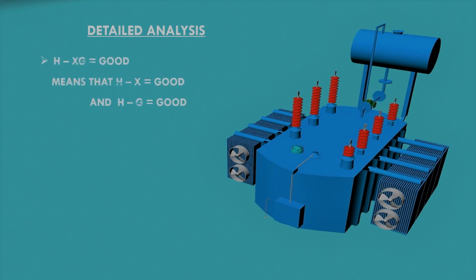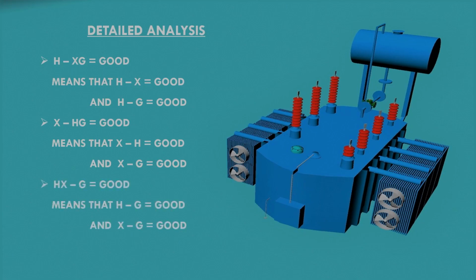From the first reading we conclude that H-X is good and HG is also good. It means that the insulation between HV winding and LV winding is good, and also the insulation between HV winding and ground is good. From the second reading we conclude that XH is good and XG is good, which means that the insulation between LV and HV windings is good and the insulation between LV winding and ground is also good.